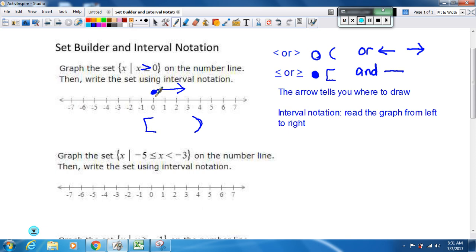So then you just put in your numbers. So 0, and then infinity, which kind of looks like a sideways 8. So that is how you write the interval notation for this graph, or this inequality.